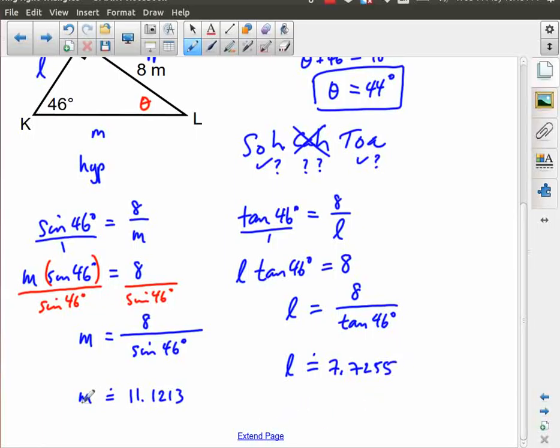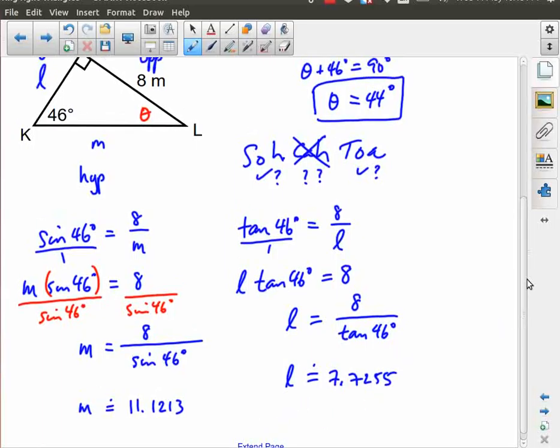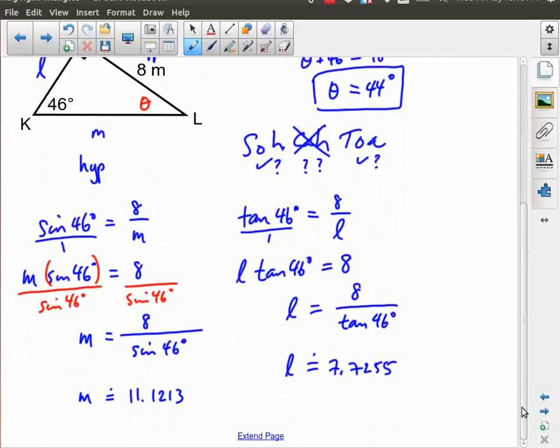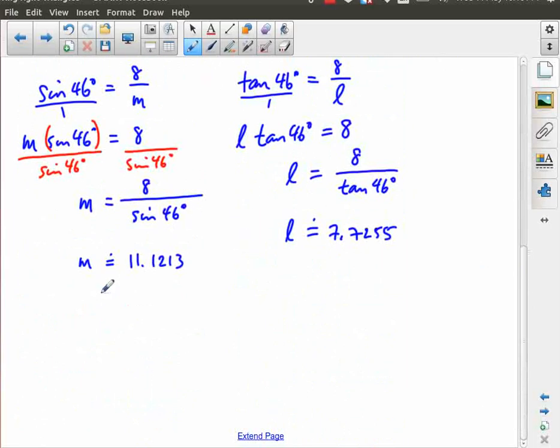So I have found m and I have found L, and that's it for my side lengths. But I told you I was actually going to show you again how to find this angle using trigonometry. So the way these are right now, these are fine, and I could say m is approximately equal to 11.1. I could say L is approximately equal to 7.7.